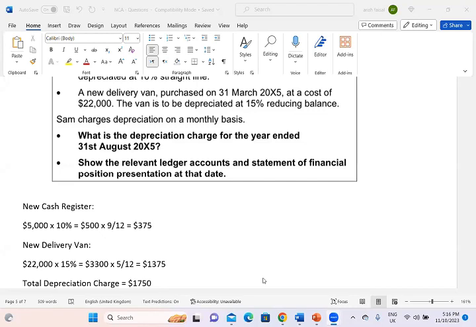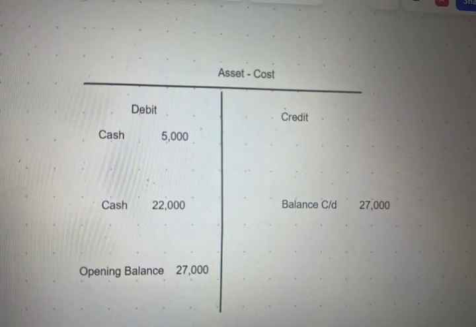Okay, so the second part of the question asks you to prepare the relevant ledger accounts for the question. So in this case, we will prepare a ledger account. I'll just try to make one ledger account so that I can actually help you to understand the concept. But for every asset, you can make up a separate account. But in this case, we will just make one account to help you understand how the ledger accounts will work. So this is my first account, which is the asset account.